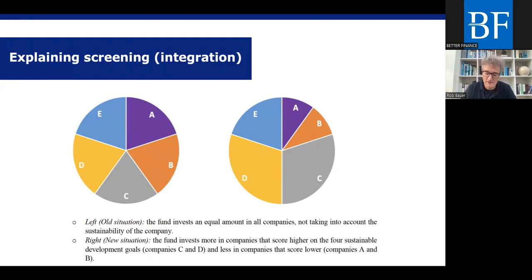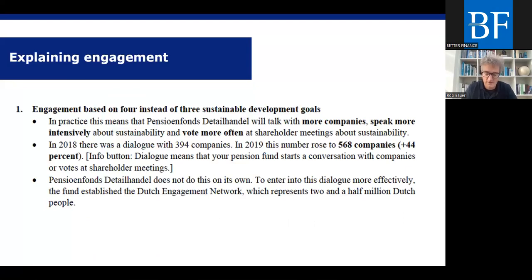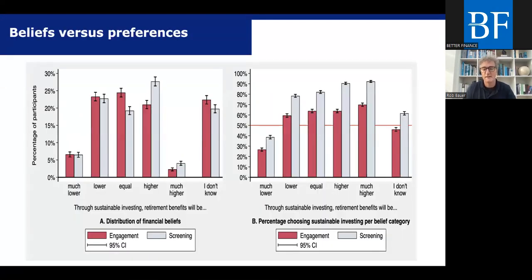What we found out is that people understood screening, overweighing versus an index, much better than exactly what engagement is. You can also see that in our results. And these results are more elaborate than the previous one I showed you, because here you have beliefs and preferences. On the left-hand side, you see the beliefs of the pension participants. You see that there is a distribution to the question.